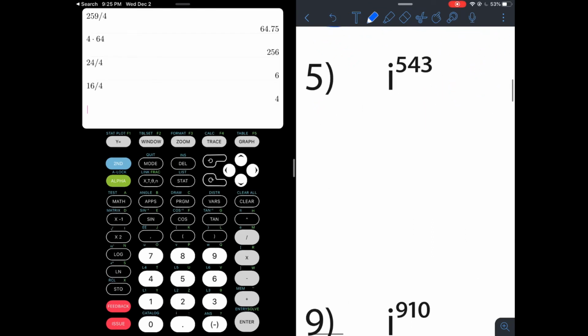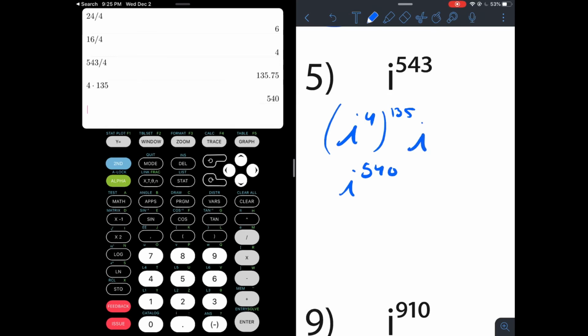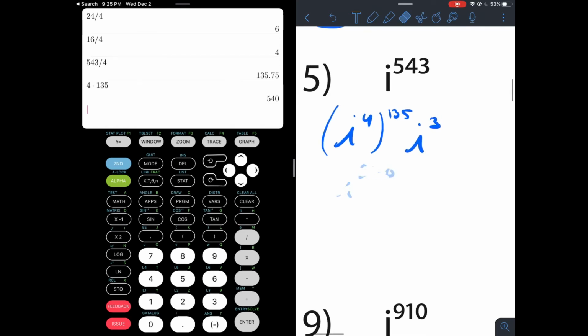All right. i to the 543. Divide that by 4. We got 135. 4 times 135 gets us to 540, which means we need 3 more. Our remainder is going to be 3. So we're going to have i to the 3rd. This guy, we know that our i to the 4th goes to 1 times i to the 3rd. i to the 3rd is equal to -i.